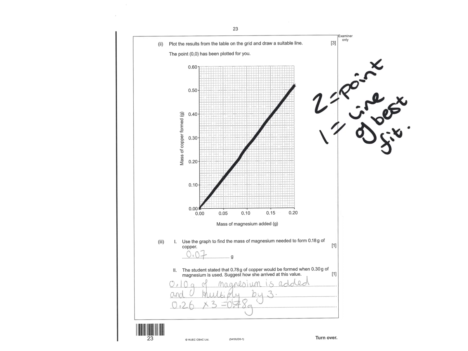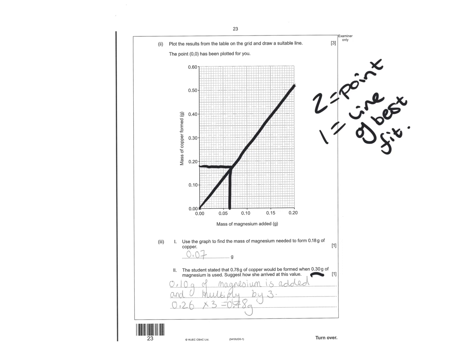Use the graph to find the mass of magnesium needed to form 18. So find 18, so it goes up in 2s. Okay, so you need 18 of the magnesium. So, no, you don't. You need 18 of the copper. So we're going to go from here, go across, and then go down. Okay, and that's 0.7. Students stated that 0.78 copper would be formed when 0.3 of magnesium is added.